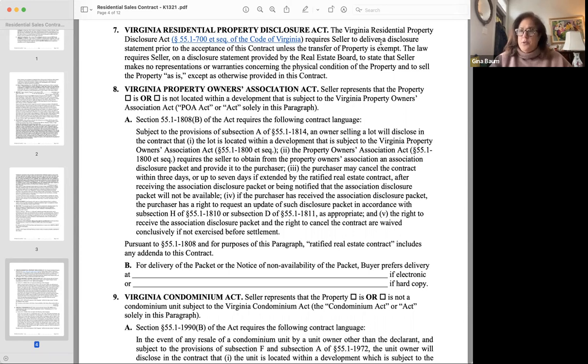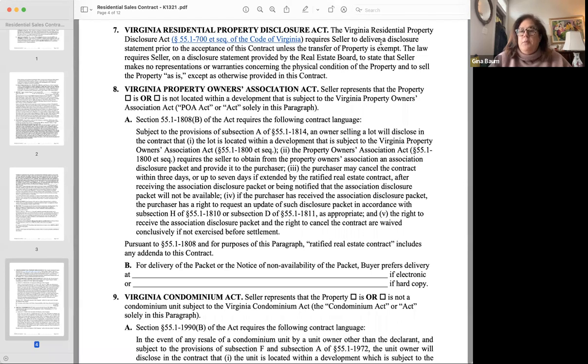The only time it's really exempt is when a trustee is selling a property because they have no knowledge of the property. So that's when it would be exempt. The law requires the seller, on a disclosure statement provided by the real estate board, to state that the seller makes no representations or warranties concerning the physical condition of the property, and to sell the property as is, except as otherwise provided in this contract.